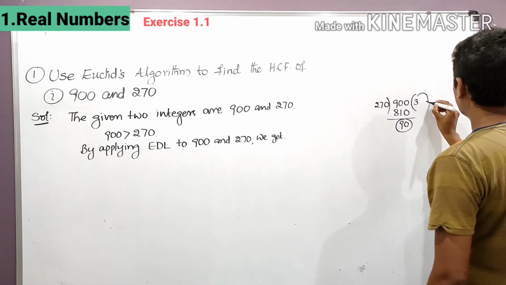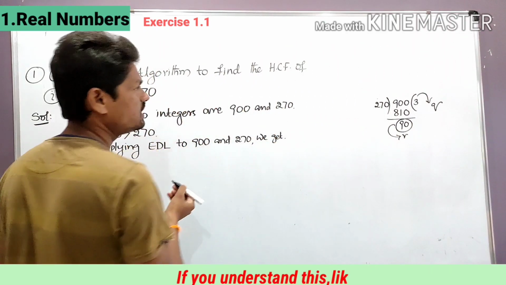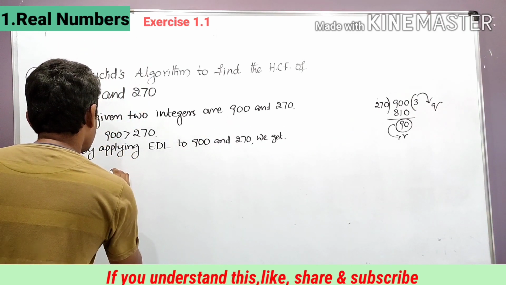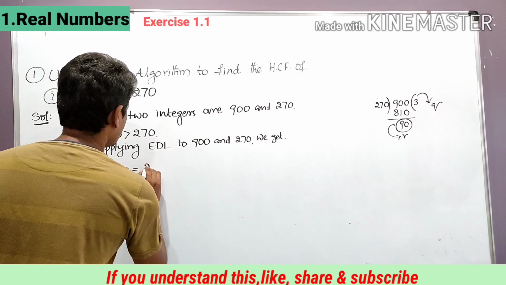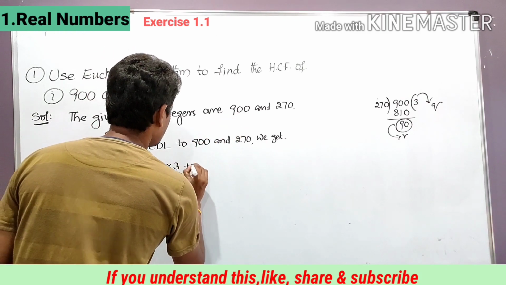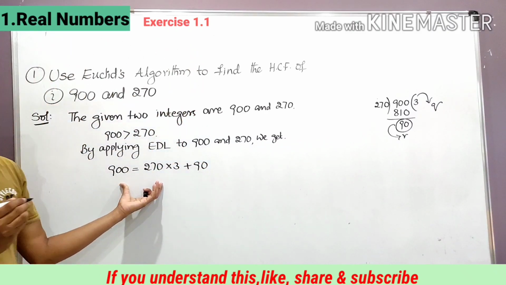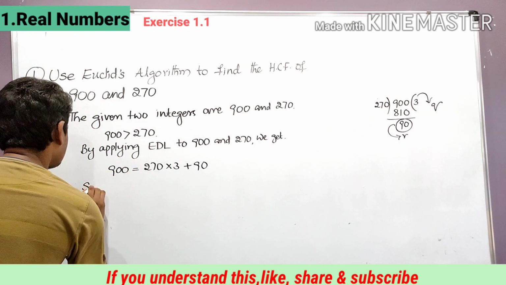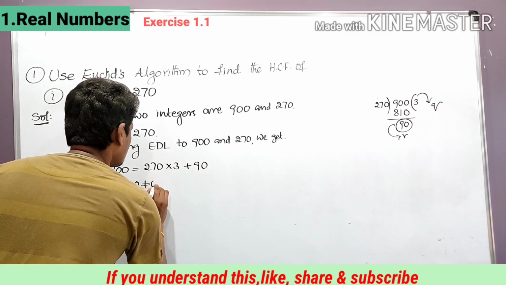Now this is Q and this is R. We write A is equal to B into Q plus R. A is 900, B is 270, quotient is 3, plus remainder 90. So A is equal to B into Q plus R. Since the remainder R is 90, it is not equal to 0.